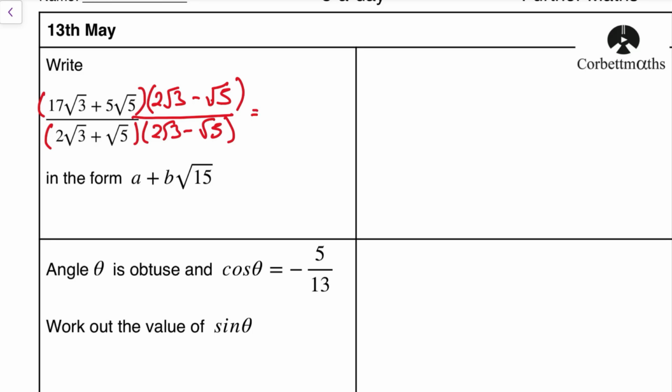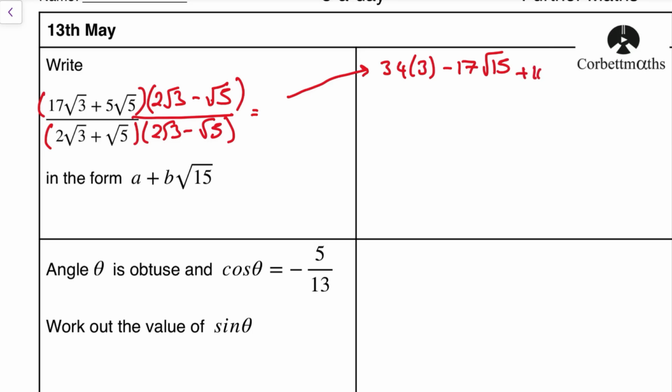Now, really carefully, let's think about the top row. 17 root 3 times 2 root 3 is 34 times root 3 times root 3, which is 3. 17 root 3 times minus root 5 is minus 17 root 15. It's not nice. Then I've got 5 root 5 times 2 root 3 is 10 root 15.